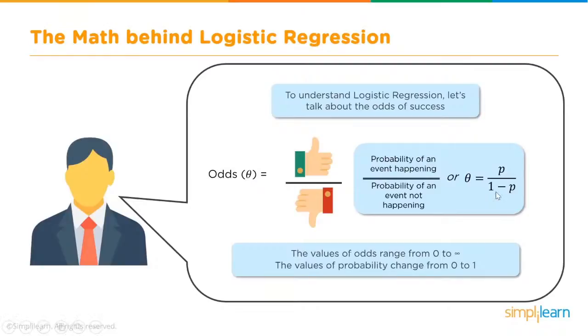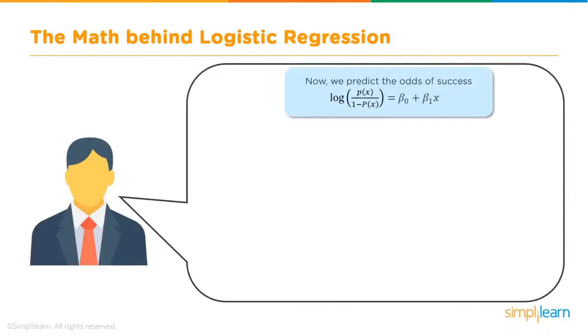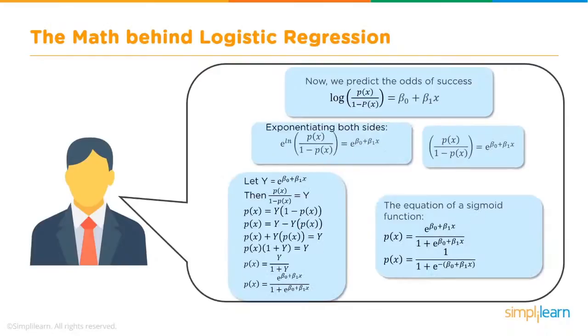Now, the values of the odds range from 0 to infinity. So when the probability is 0, the value of the odds is equal to 0. And when the probability becomes 1, the value of the odds is 1 by 0, that will be infinity. But the probability itself remains between 0 and 1. Now, this is how the equation of a straight line looks. So y is equal to beta 0 plus beta 1x, where beta 0 is the y-intercept and beta 1 is the slope of the line. If we take the odds equation and take a log of both sides, then it would look somewhat like this.